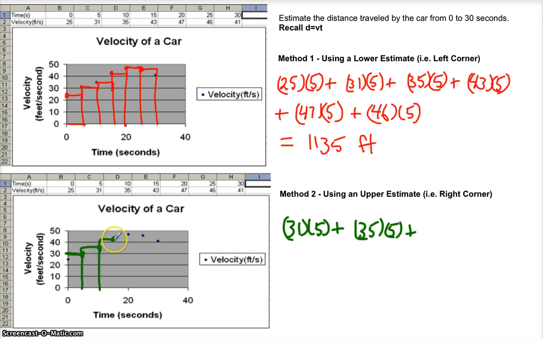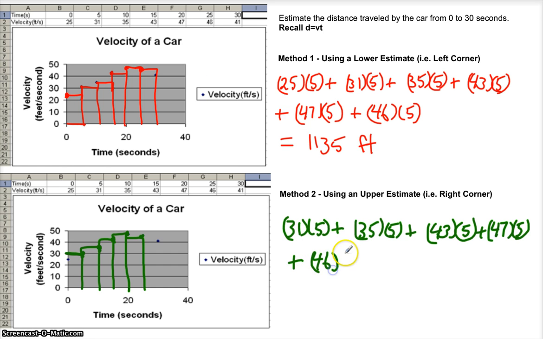Right corner. That's 43 times 5. 47 times 5. Continue down here. 46 times 5. And our last rectangle, right corner is here. That's the 41. Okay, so 41 times 5.